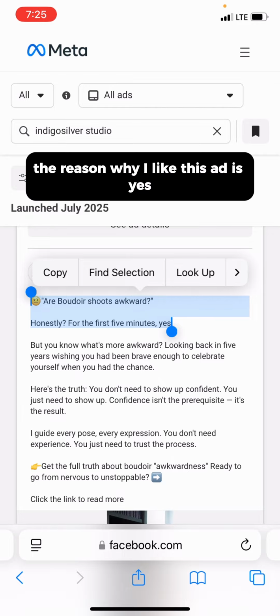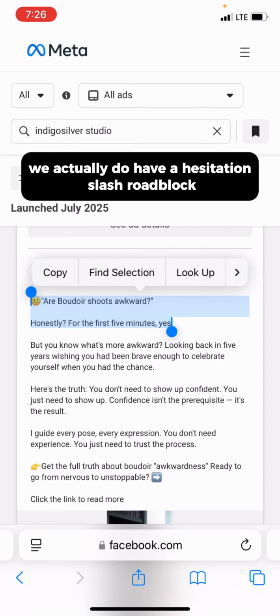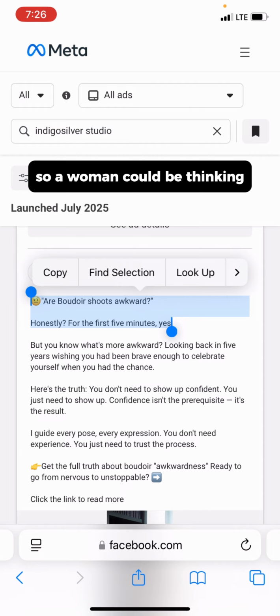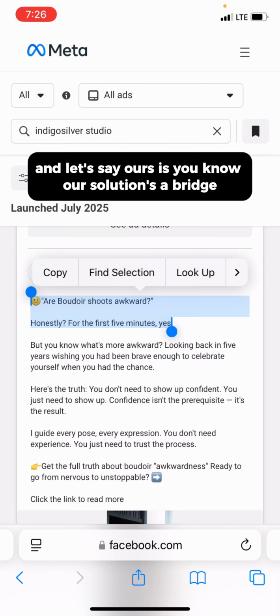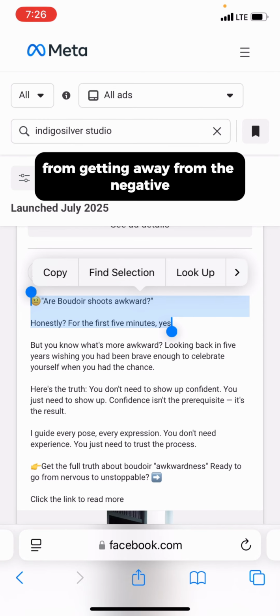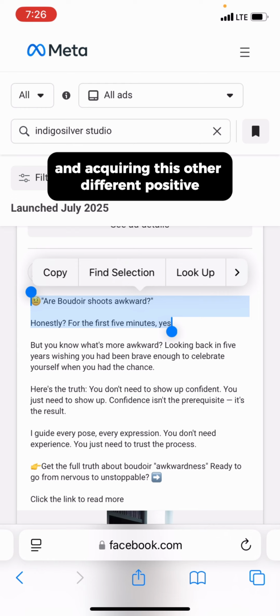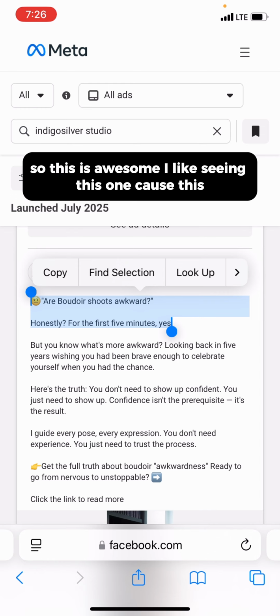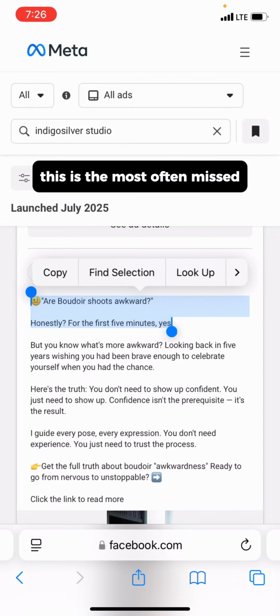The reason why I like this ad is, yes, we actually do have a hesitation/roadblock, and this is the one that's most often missed. So a woman could be thinking boudoir shoots are awkward, and let's say ours is, our solution's a bridge. That is something that's preventing them from crossing the bridge, from getting away from the negative and acquiring this other different positive. They're thinking it's awkward. So this is awesome. I like seeing this one because this is the most often missed. That's why I want to pick this one for us to review.